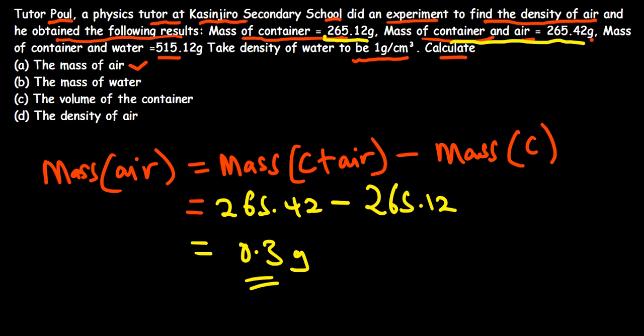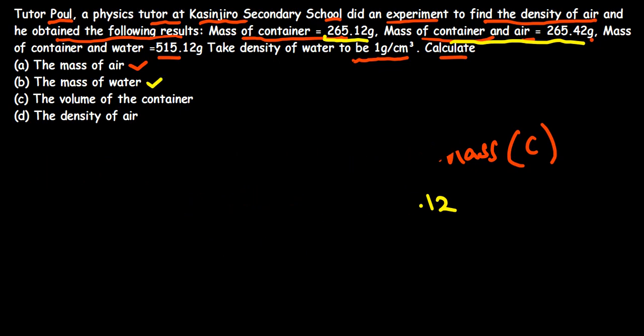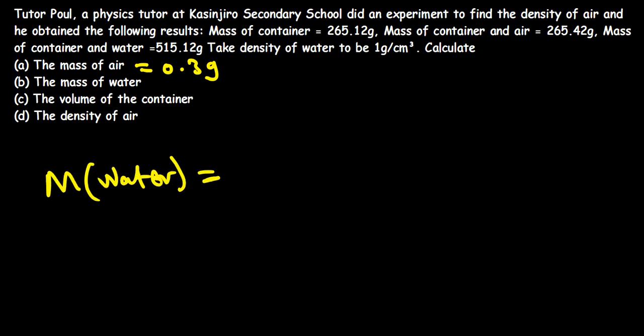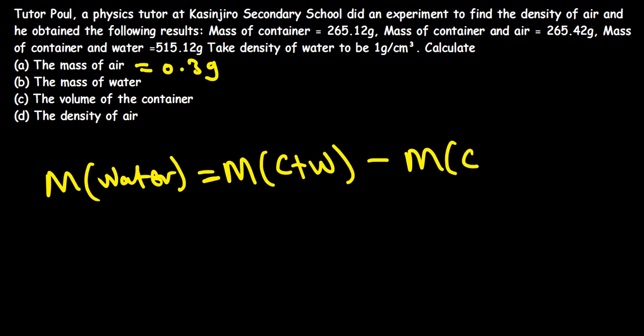So this 0.3 grams is the mass of the air. And then the second one here, we look at how to calculate the mass of the water. We are going to follow a similar approach. The mass of this air, we found it to be 0.3 grams. And then the mass of the water is just equal to the mass of the container plus water, and then we subtract the mass of the container.